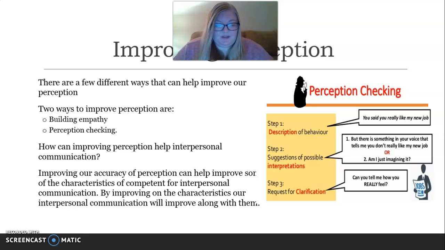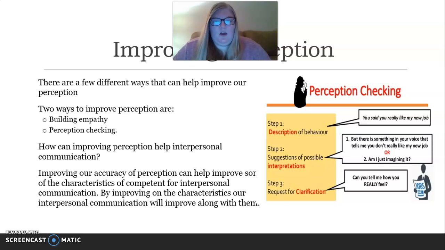By building empathy, we can try to understand the other person's perspective, and it can hopefully help us see the behaviors and their side of the story when we have conflict. Perception checking is a 3-step process that helps you understand and make sure that what you are perceiving is correct. If you look to the picture to the right, those are the 3 steps, and there's an example of how you can use it in a situation.